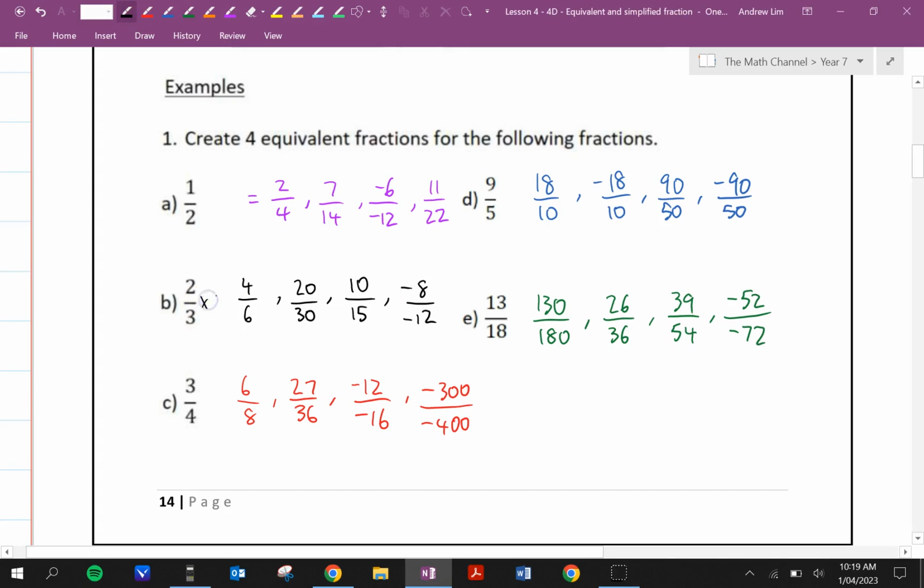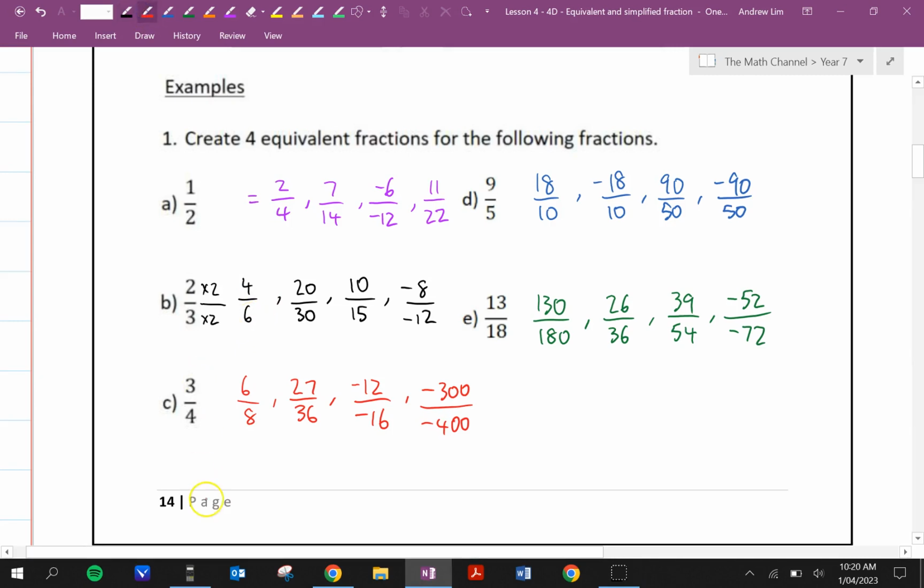If I were to multiply the top by 2 and the bottom by 2, technically 2 divided by 2 is 1. I'm actually timesing it by 1. So I'm not changing it at all, because when we times a number by 1, it stays the same. So technically, this 4/6 is still 2/3. It stays the same.